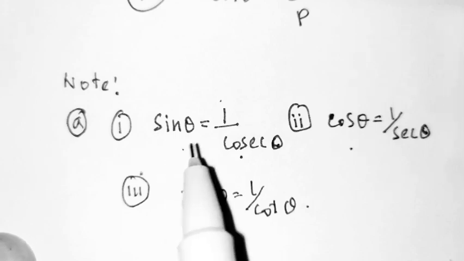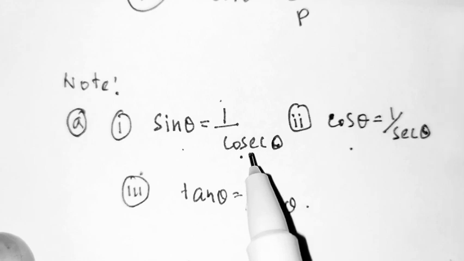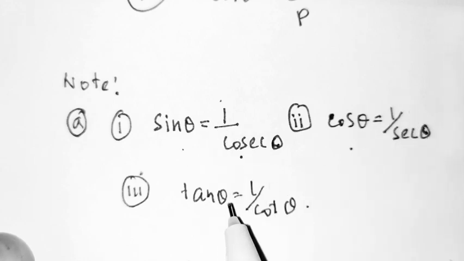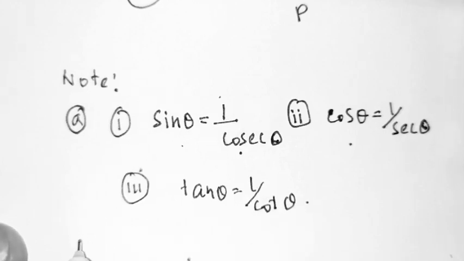From here you can write 3 more formulas: cosec theta equal to 1 by sin theta, sec theta equal to 1 by cos theta, and also cot theta equal to 1 by tan theta. Now let me give you note number B.